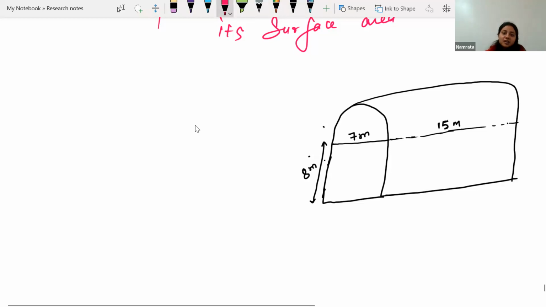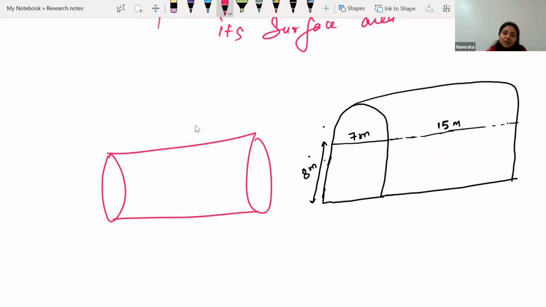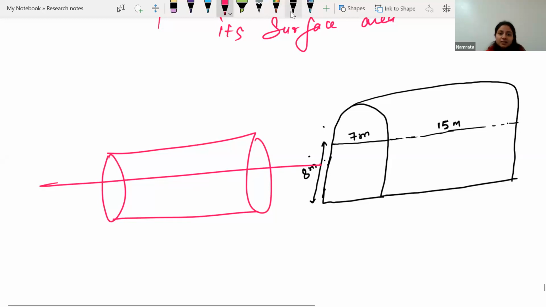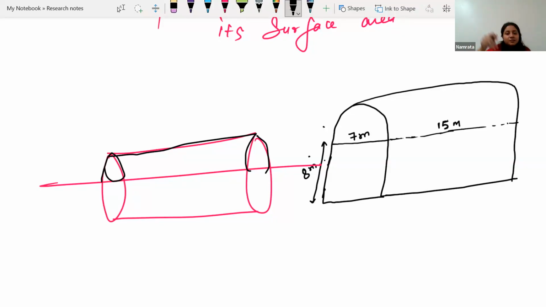If we have a cylinder like this and we cut it from here, then the upper part is here, this much part is there. So that is the cylinder, the upper one is the cylinder.